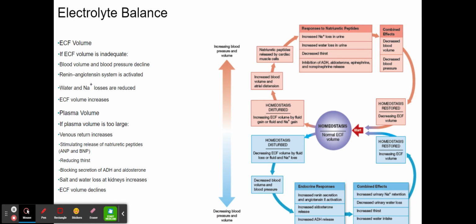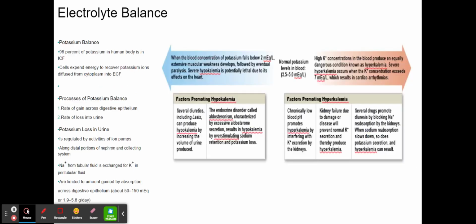If the plasma volume becomes abnormally large, venous return increases, stretching the atrial and ventricular walls and stimulating the release of natriuretic peptides ANP and BNP. This in turn decreases thirst and blocks the secretion of ADH and aldosterone, which together promote water or salt conservation. As a result, salt and water loss by the kidneys increases and the volume of the ECF decreases.